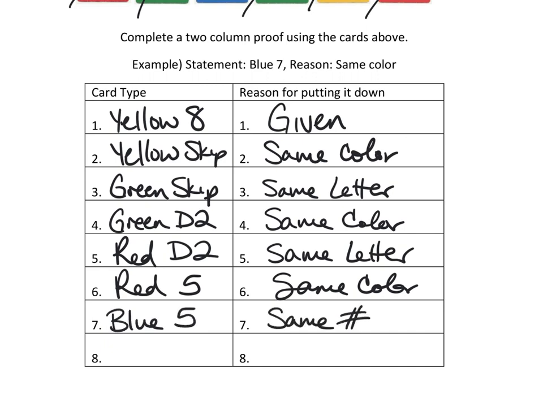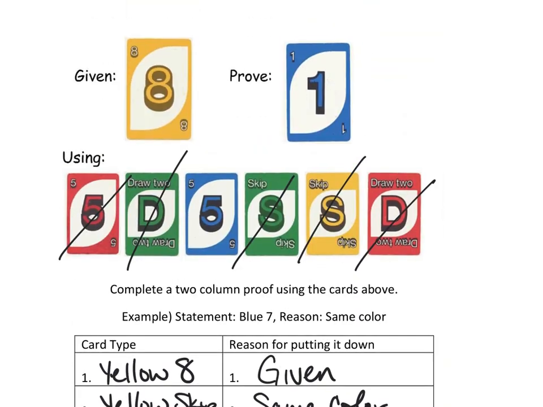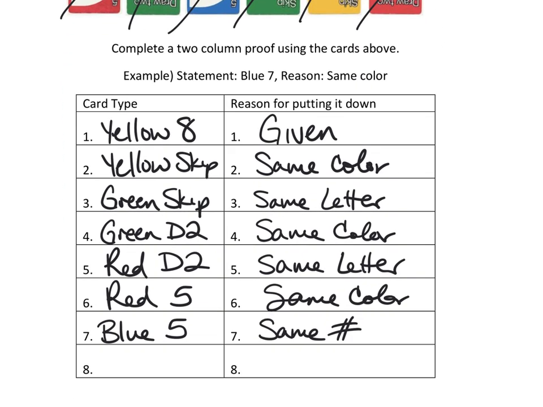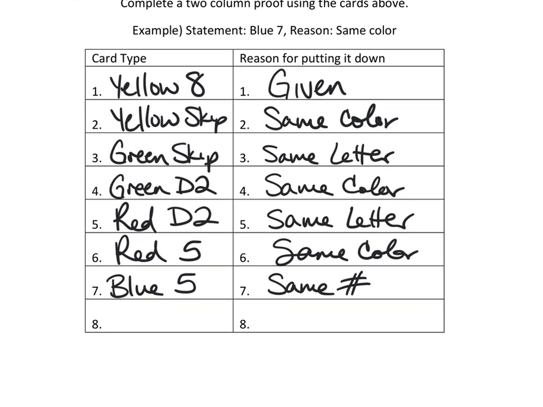And once we've made it to the blues, our goal was to get to the blue 1. So can't I play that blue 1 next? And the reason I can play the blue 1 is what? Same color. So do you see how every single time that I said color.